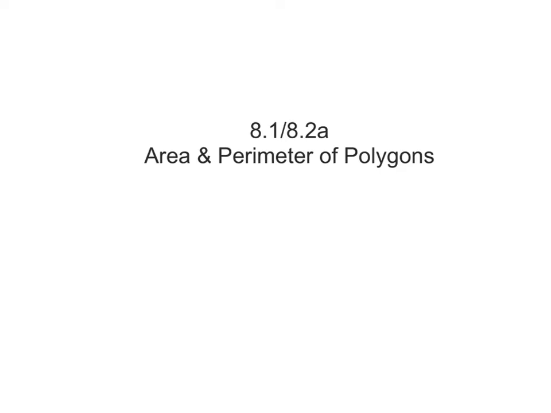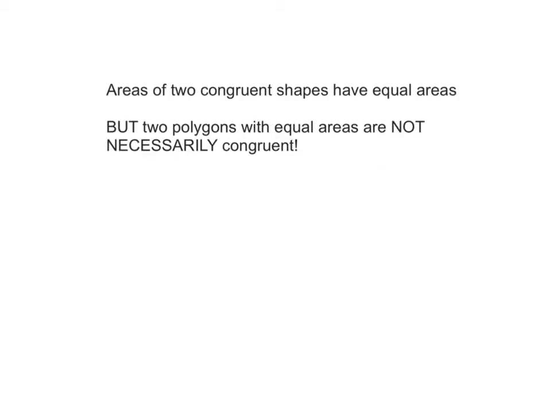Okay, 8.1, 8.2, we're talking about the area and perimeter of different polygons. So this is an important thing to note. Areas of two congruent shapes will have equal areas. So two congruent shapes have equal areas, but two polygons with equal areas are not necessarily congruent.